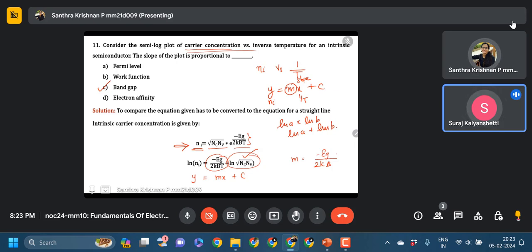Band gap, yeah, I read this. There's a direct graph given, and the professor mentions in the textbook that the slope is the band gap. The explanation for it comes from this equation. Perfect. I think you did it very well.